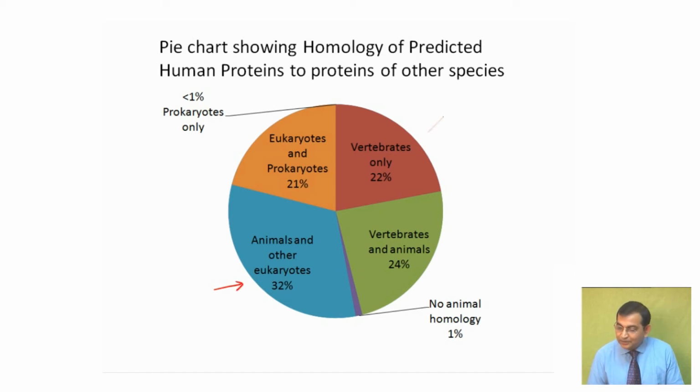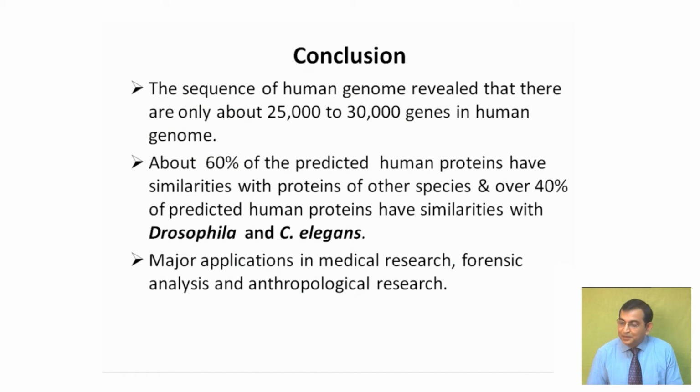From this mapping, we can conclude that the sequence of the human genome revealed that there are only about 25,000 to 30,000 genes in the human genome. The rest are repeated sequences, and about 60% of the predicted human proteins have similarities with proteins of other species, and over 40% of predicted human proteins have similarities with Drosophila and C. elegans.